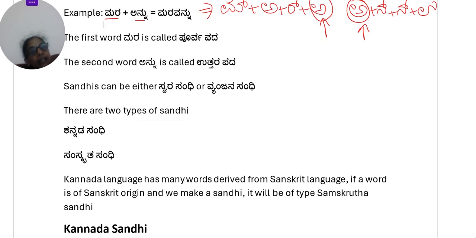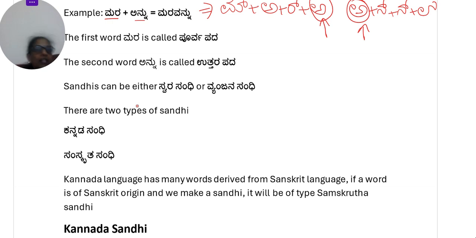Then that is one division, Swara or Vyanjana Sandhi. Then we also have Kannada Sandhi or Samskrita Sandhi. And Kannada Sandhi can either be a Swara Sandhi or a Vyanjana Sandhi. Similarly, Samskrita Sandhi can also be either a Swara Sandhi or a Vyanjana Sandhi. So, the Swara Sandhi or Vyanjana Sandhi division is common for both types, Kannada Sandhi and Samskrita Sandhi.